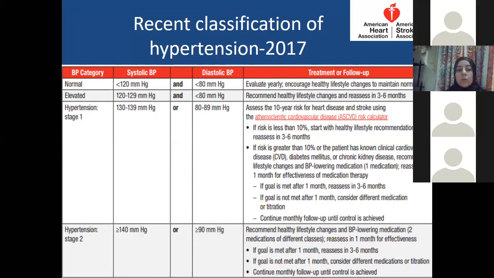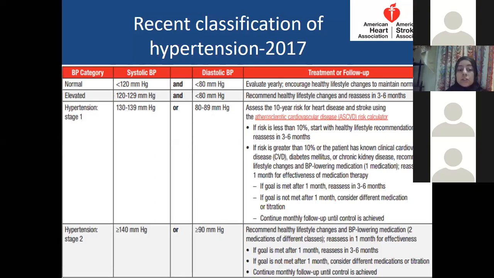Now, one thing to understand here is very important: for normal blood pressure, you need to have a systolic and diastolic blood pressure of less than 120 millimeter mercury and less than 80 millimeter mercury. But for hypertension, either systolic or diastolic blood pressure should be in these ranges. So this is something important.